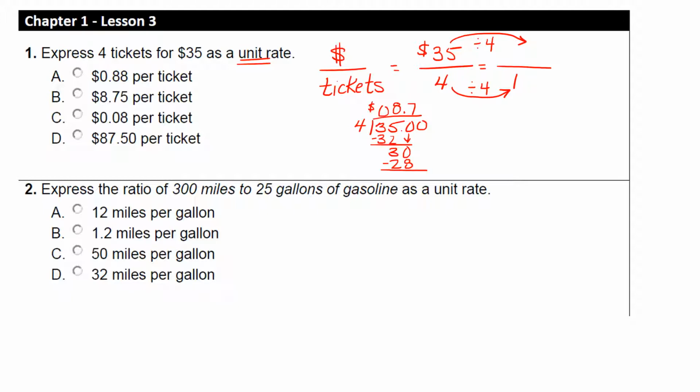30 subtract 28 is 2. Bring down the 0. 4 goes into 20 five times, which is 20. So I can subtract 20, and that equals 0. So our answer is $8.75 for one ticket. Okay, so one ticket is $8.75. And that is answer choice B.